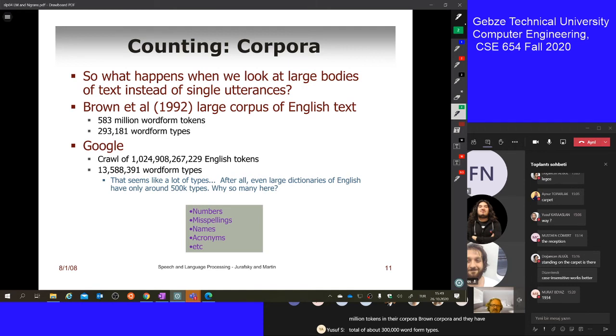Then, beginning of 2000s, Google said that I have scanned all the English books, everything. Okay, and it looks like I have this many tokens. How many tokens are there? 6, 9, 12. Is this 1 trillion? Is that correct? That would be a billion, right? This is 1 trillion tokens, and there are a total of 13 million word form types.